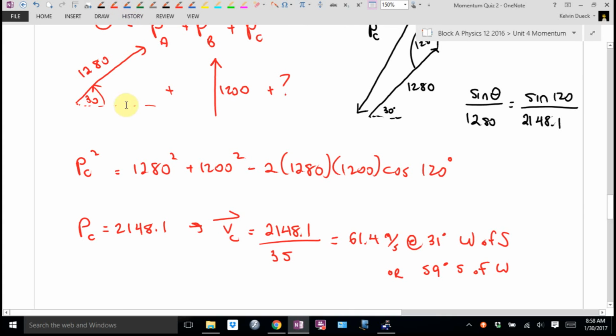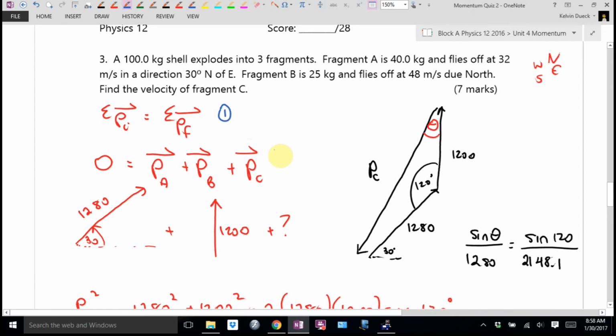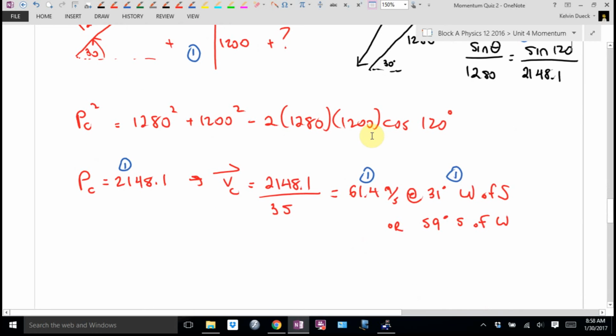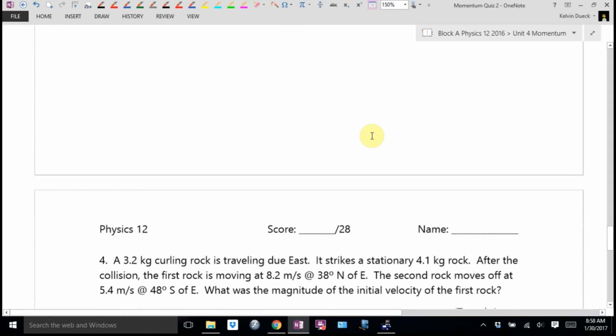Part marks, if you got that right, 2 out of 2. Otherwise, I would probably go 1 mark for that, 1 mark for that, 1 mark for that. That's 3. 1 mark if I saw that, that's 4. 1 mark for the speed, that's 5. 1 mark for the direction, that's 6. And I would give you 1 mark if I saw that you'd used the sine law somewhere along the way and done it correctly. But if you got the right answer, 2 out of 2. Is that all right? Last one!